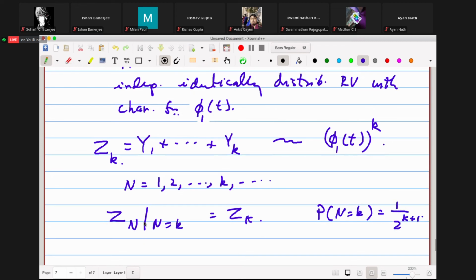And now you compute, so then it's a simple exercise to compute the characteristic function of Zn. This is exactly whatever was given. Just do this. 2 minus phi1t whole power minus 1. I should stop here.